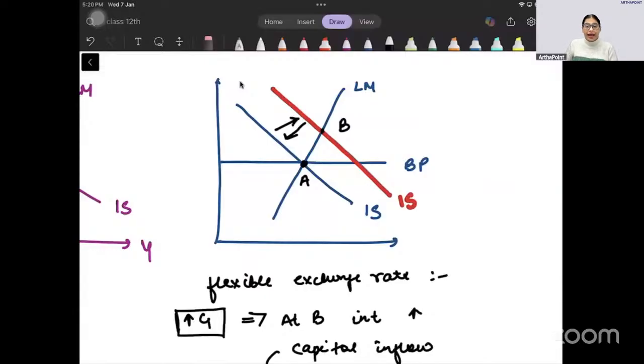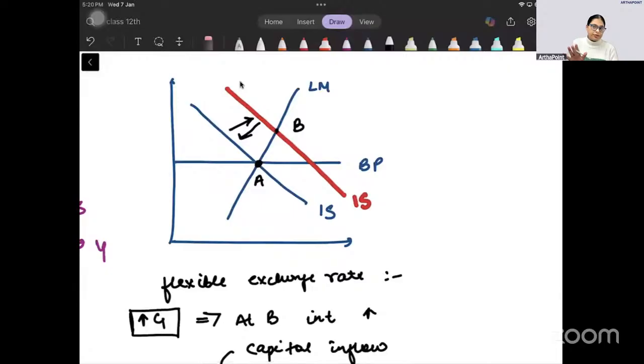In the LM curve there is no shift; there is movement along the curve. When we went from point A to B, we were moving like this, then we were moving like this. So we start with A, we go to B, we go back to A, and therefore this is ineffective.